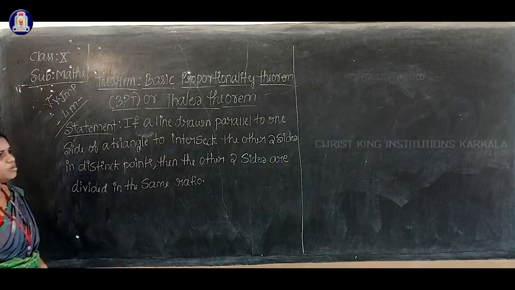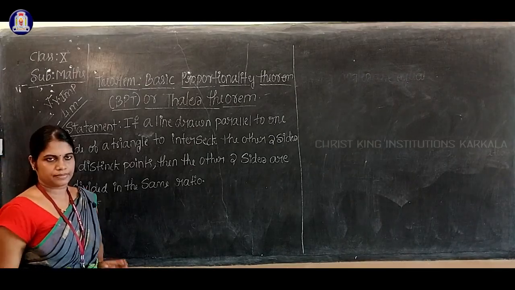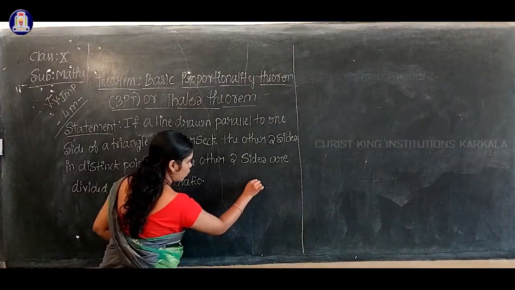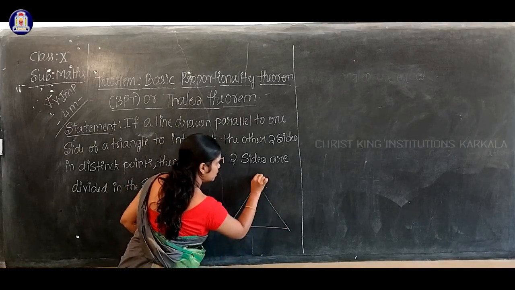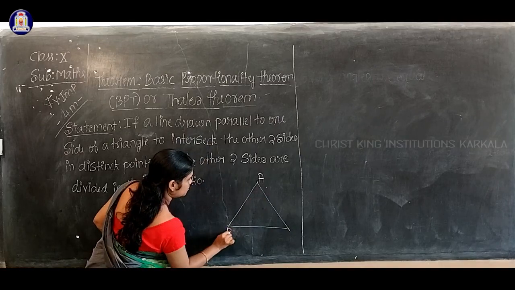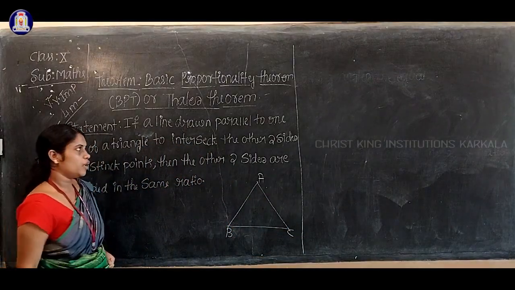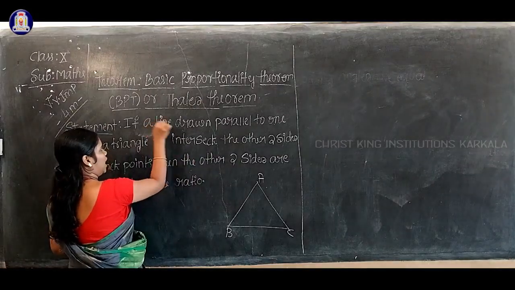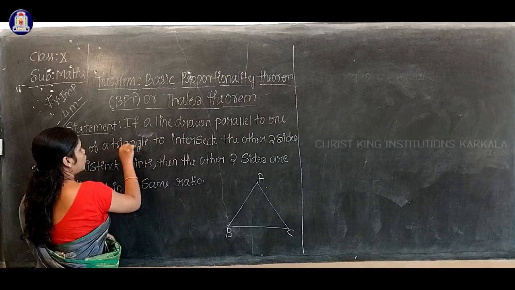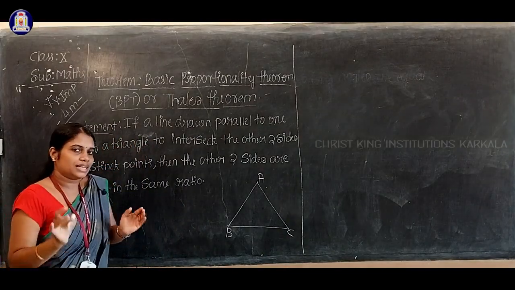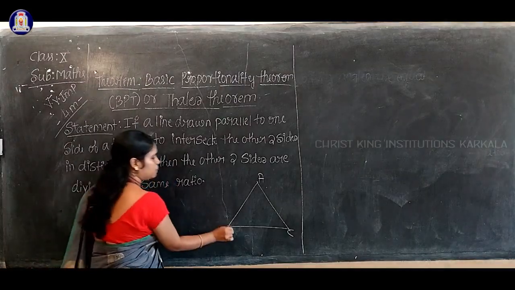So what is this? First I will consider one triangle. So this is your triangle. This is A, this is B, this is C. Now as per the statement, a line drawn parallel to one side of a triangle. Consider one side of the triangle, that one side will be BC.